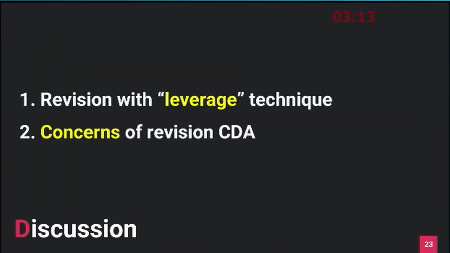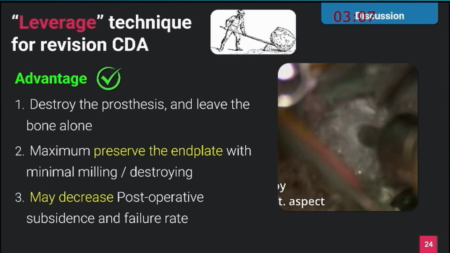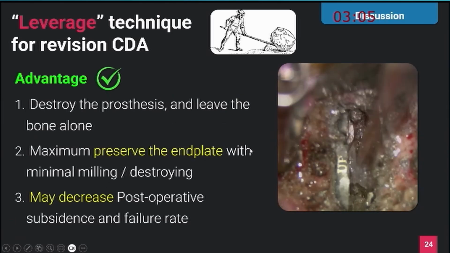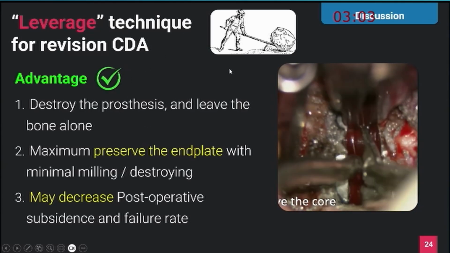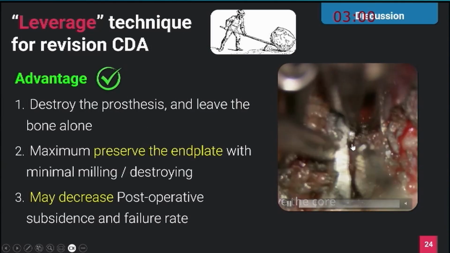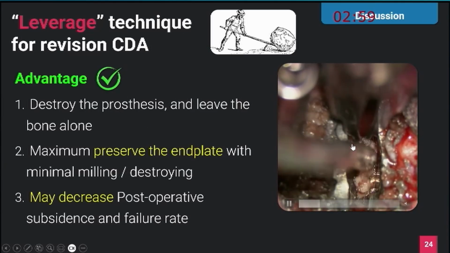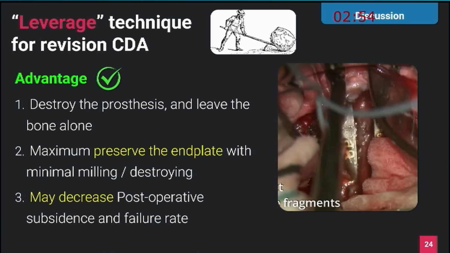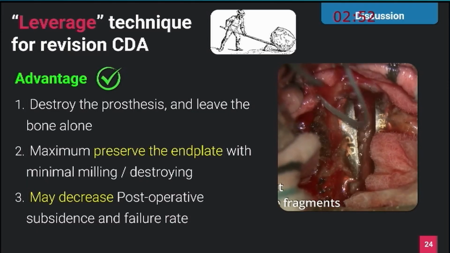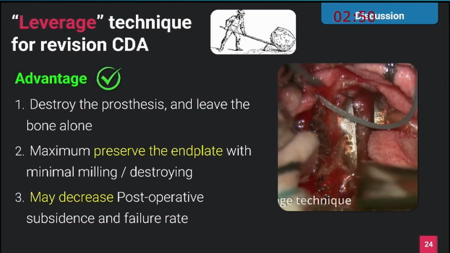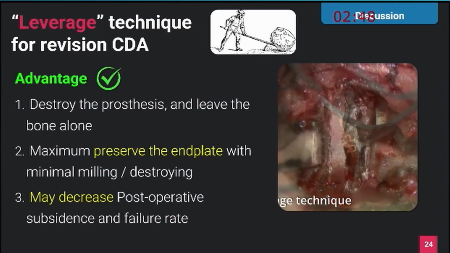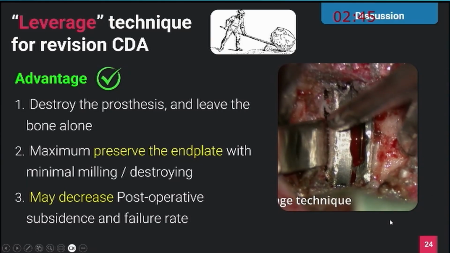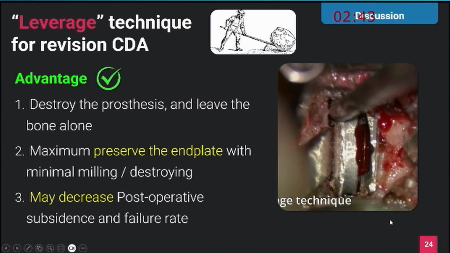So in the discussion, we're going to talk about the leverage technique for revision CDA and our concerns. So we do the leverage technique. We only destroy the prosthesis. We leave the bone alone to preserve the maximum implant with minimal milling. So it may decrease the post-operative subsidence and failure rate. And we remove the artificial disc like this, like leverage working.